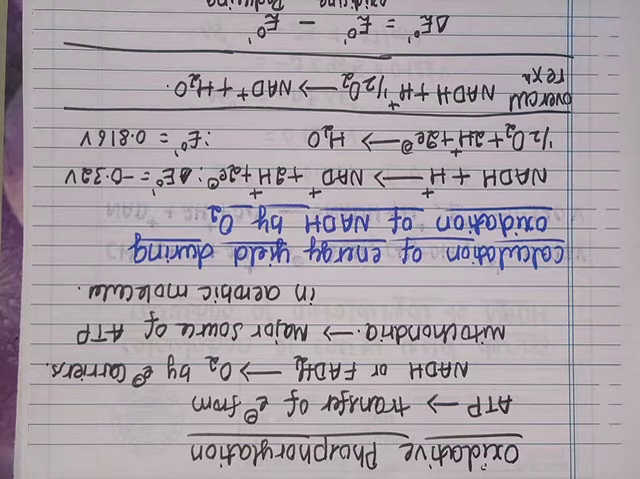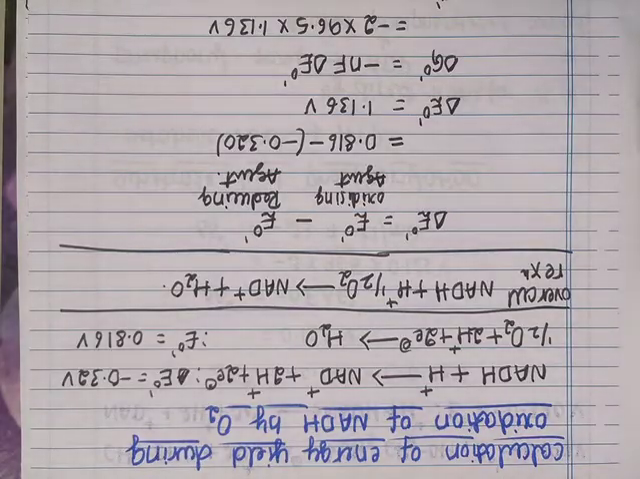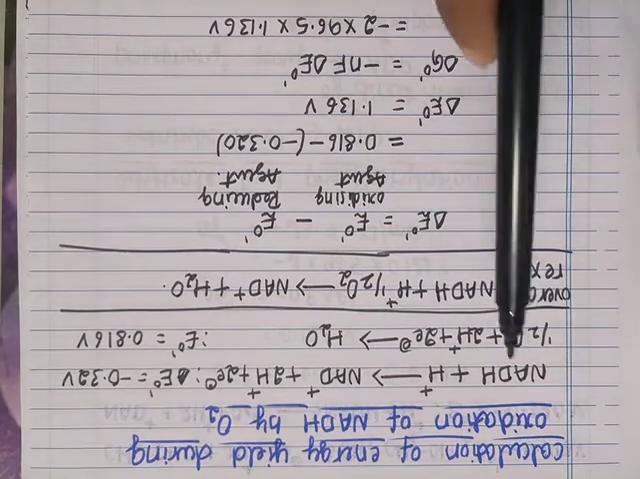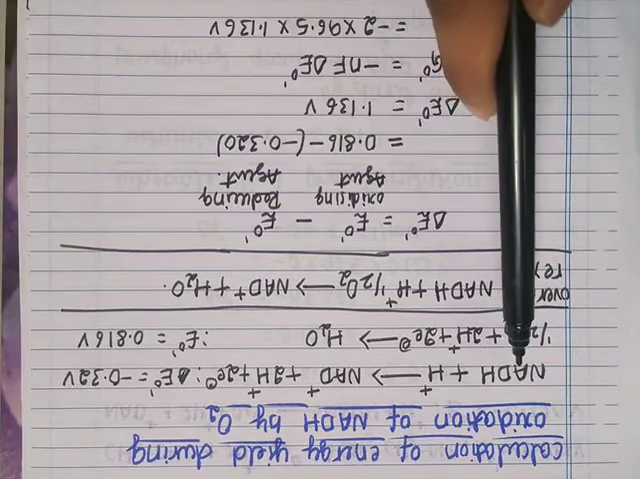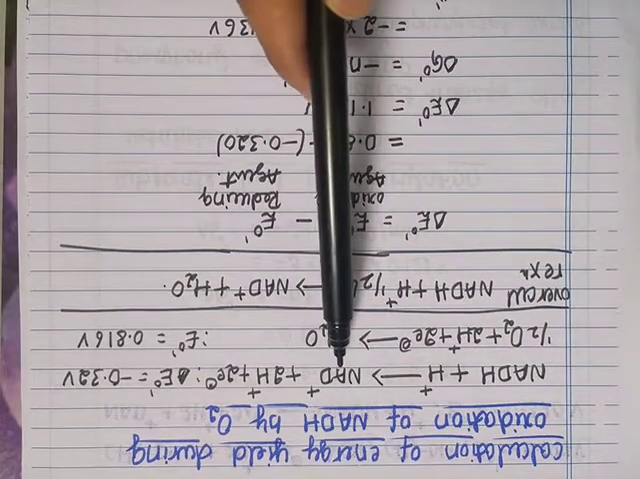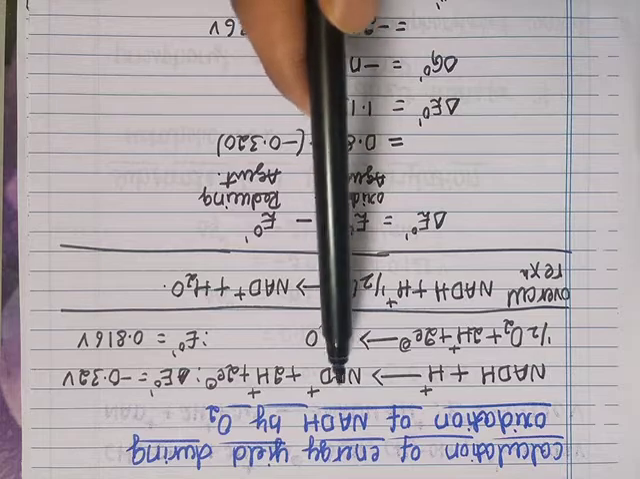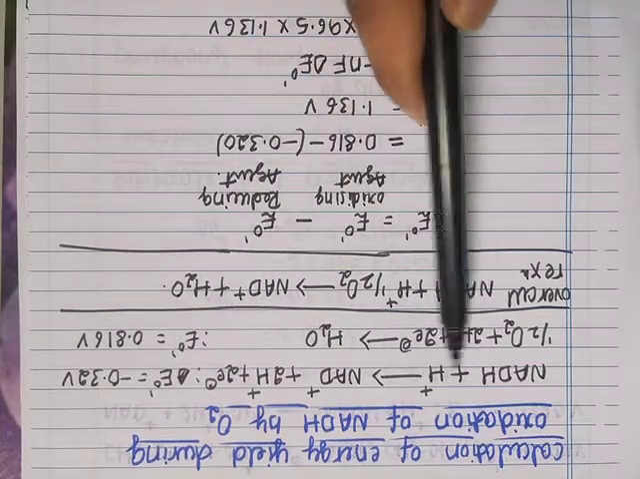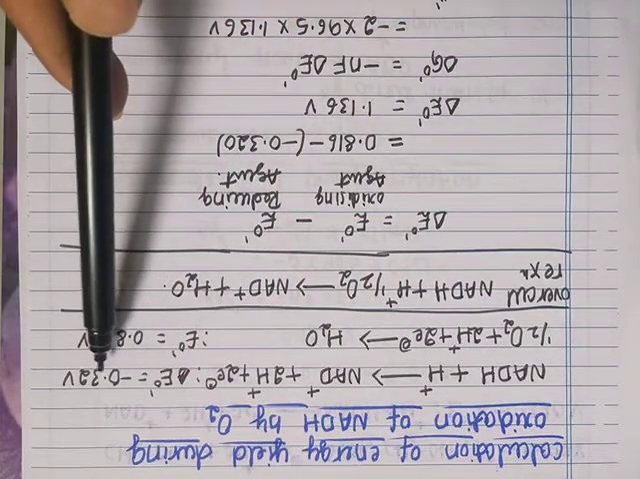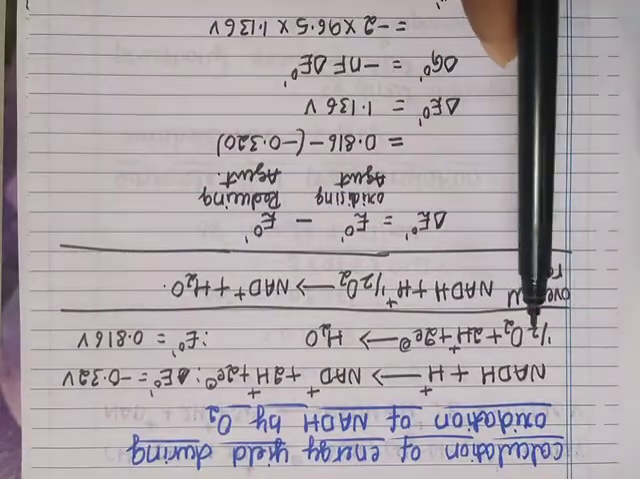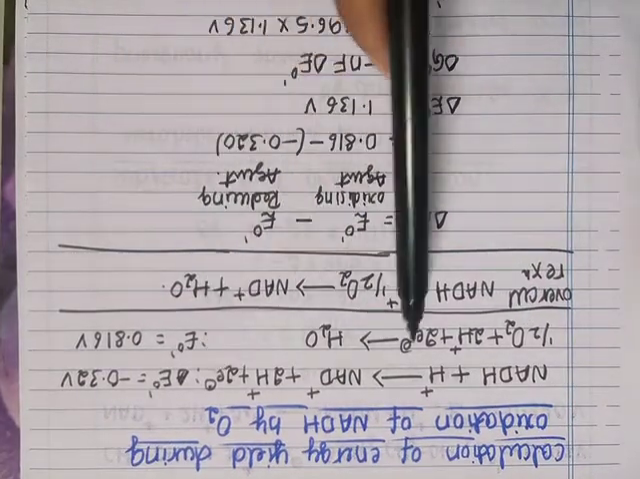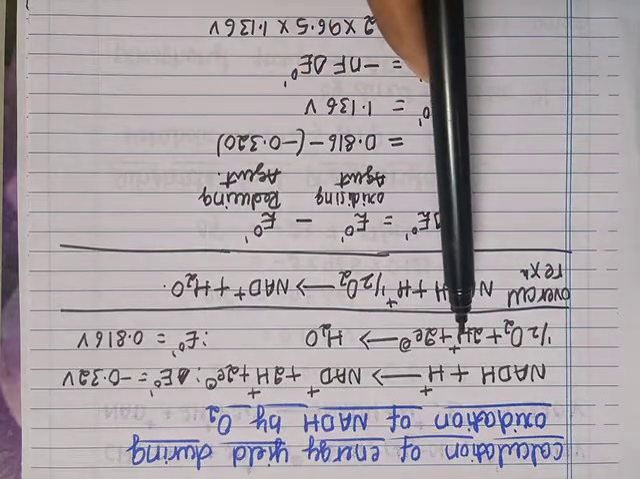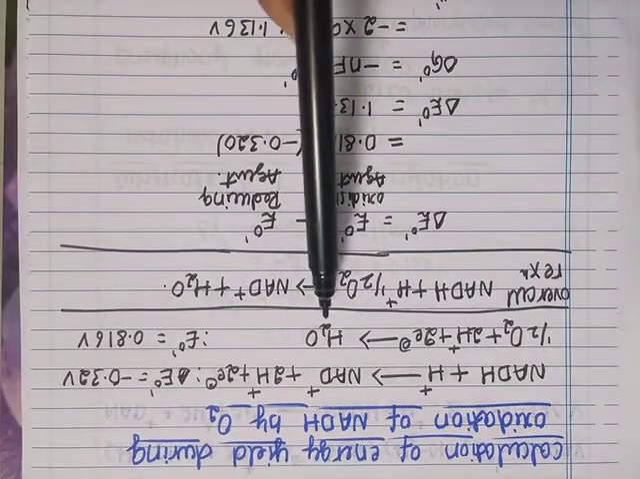Let us see the calculation of energy yield during the oxidation of NADH by O2. NADH is a reducing agent which undergoes oxidation to form NAD+. The standard reduction potential of this reaction is minus 0.32 volts. Oxygen takes up the electrons of the NADH and is reduced to a water molecule.